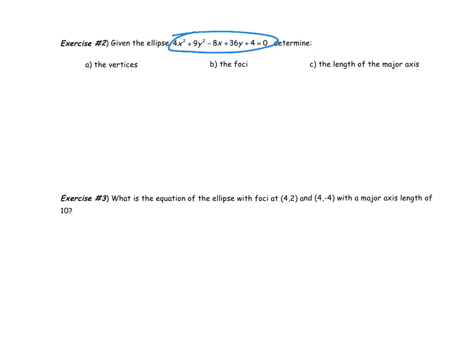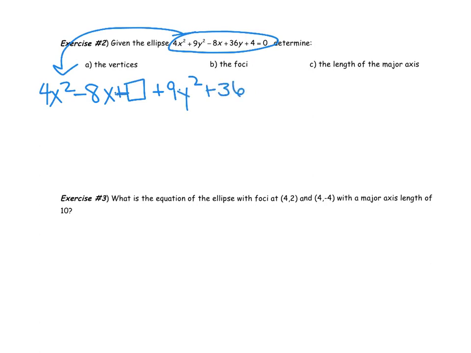I'm going to need a lot of space, so I apologize. I'm going to be writing all over the place here. So let's write it out in a better form. I have 4x squared minus 8x plus blank plus 9y squared plus 36y plus blank is equal to -4 plus blank plus blank.